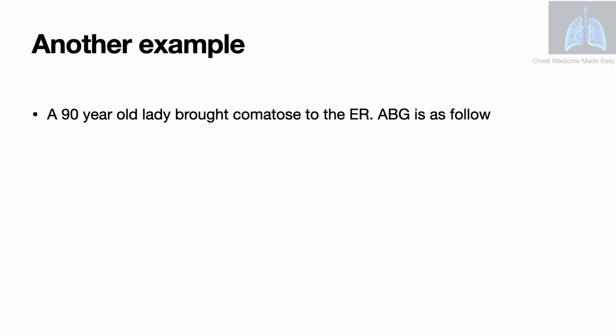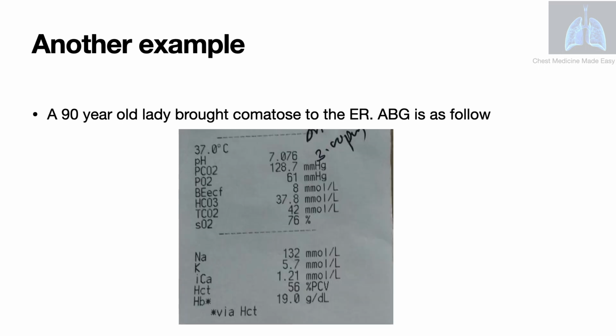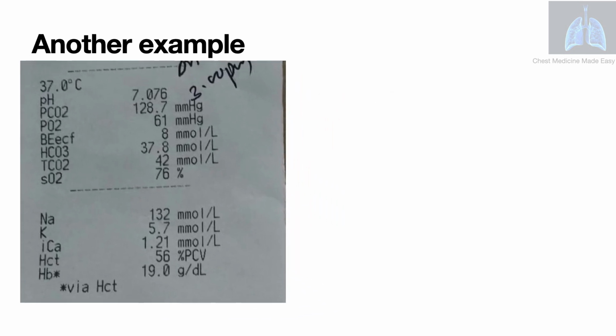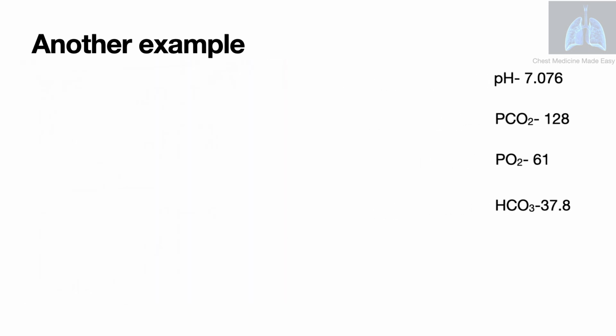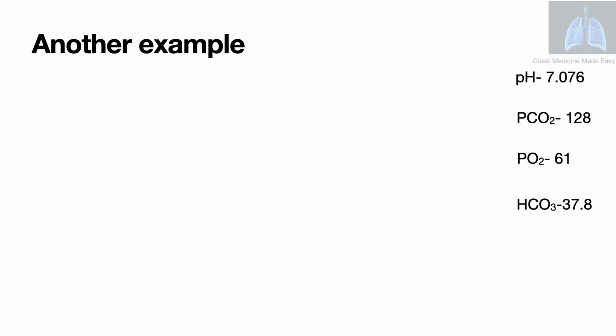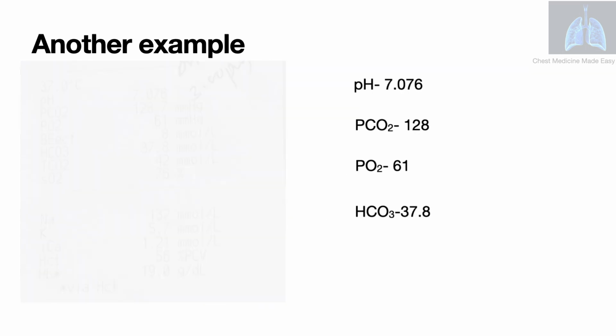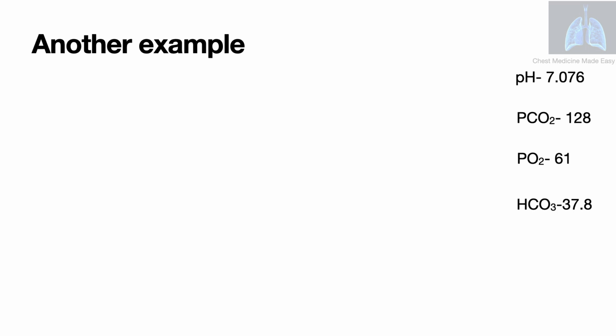Another example, a 90-year-old lady was brought to the ER in a comatose state. Her ABG is as follows. So the pH here is 7.076, the PCO2 is 128, the PO2 is 61, the bicarbonate is 37.8. Note that she was on 36 percentage of oxygen, so her FiO2 will be 0.36.